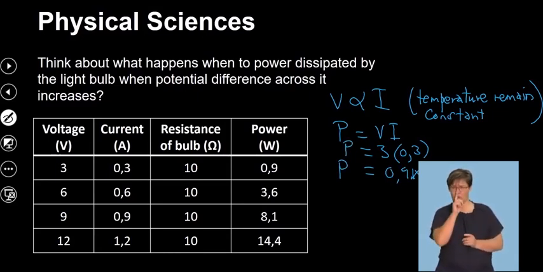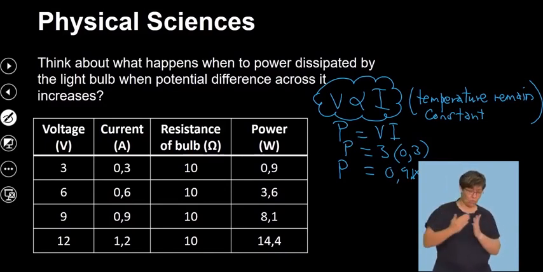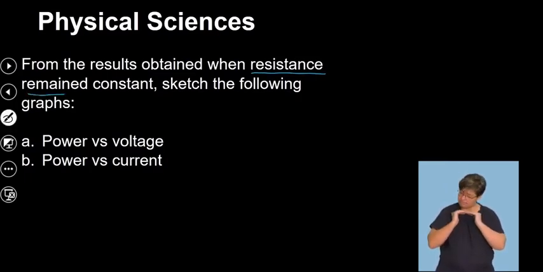Now, if we look at the trend and pattern, what is very true is that as we increase the voltage, the current will also increase. But how did that affect the brightness of the light bulb? As more and more current moved through the light bulb, there was increased brightness. Now from the results we obtained, when resistance remained constant, this is a condition that's very important for us to qualify that relationship.